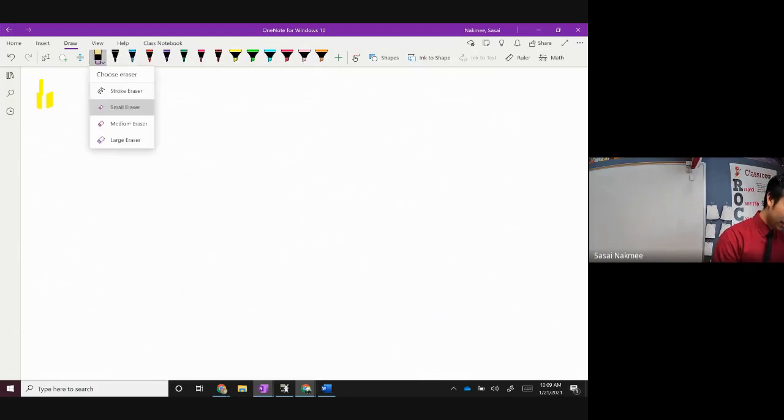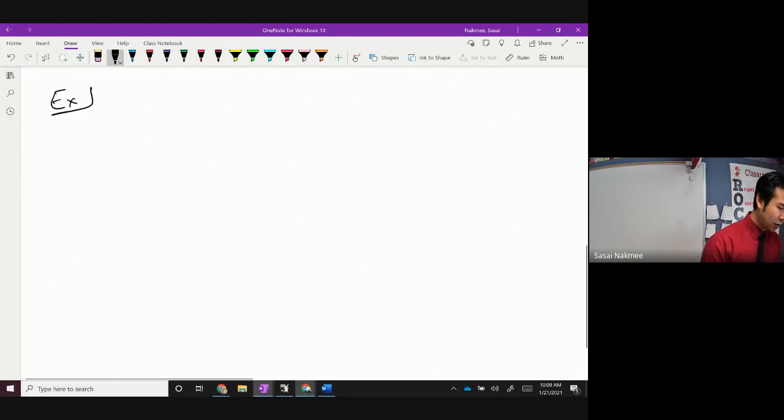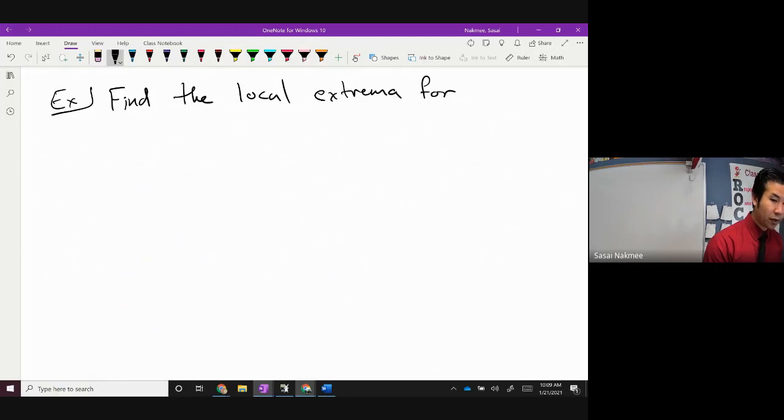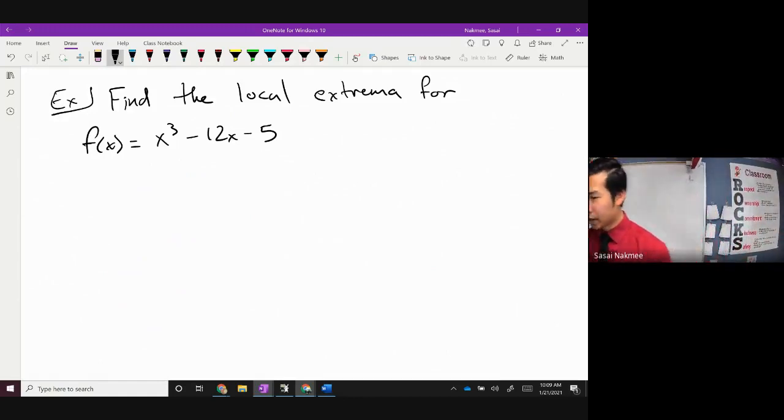Give me a second here. There we go. So let's say I was asked to find the local extrema for, and here's the function, f of x is equal to x cubed minus 12x minus 5. Let's see if you guys can get that down there.